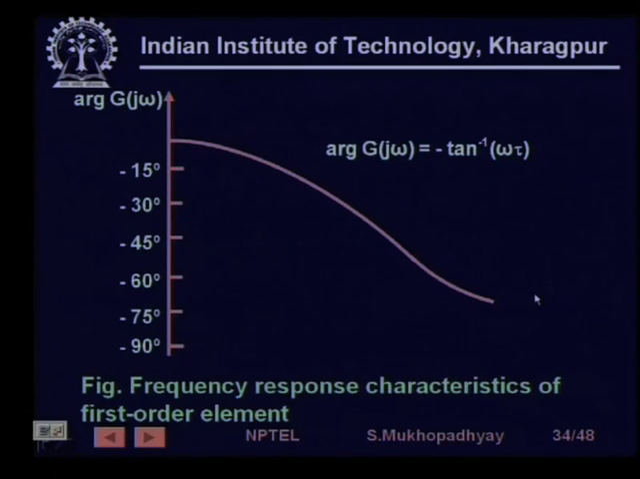Similarly, if you have a phase plot, then it turns out that as you go for higher and higher frequencies, the phase lag increases, and the maximum phase lag possible for a first order system can be 90 degrees. So, it will gradually approach 90 degrees.